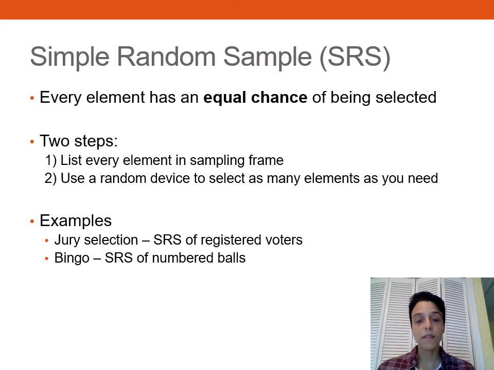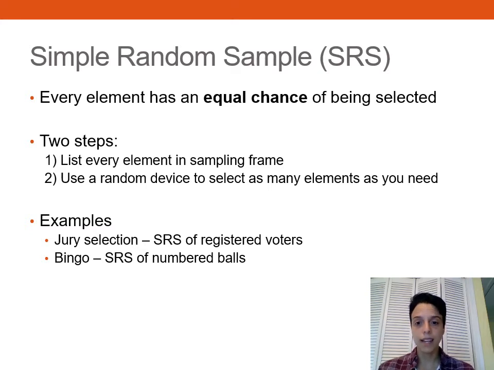But another example of a simple random sample would be something like bingo, where all the elements in your sampling frame are all the balls with the numbers on them, and your random device is that big ball thing that you pull the smaller bingo balls out of and then yell them out for all the people to punch their cards with. So in either case, you have a sampling frame in which you're able to list every element in the sampling frame, and then using some sort of random device to select as many elements as you need.